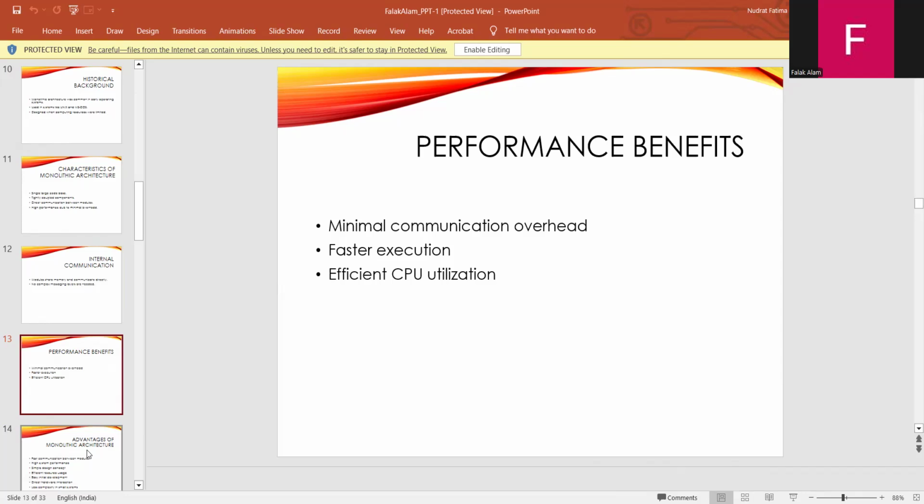As I told you, the components operate within the kernel. So communication is very fast, which means there is efficient CPU utilization, and these monolithic architectures are often preferred where the performance is critical. Now moving forward to the next slide, that is advantages of monolithic architecture.